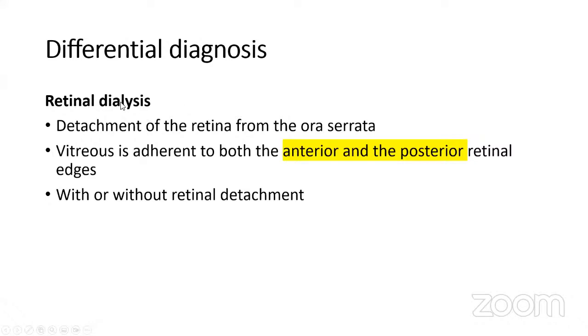So what is retinal dialysis? By the name itself, dialysis means separation. It is a detachment of the retina from its insertion at the ora serrata. So it happens at the ora serrata, as compared to your giant retinal tear, which happens at the posterior border of the vitreous base. In this case, there is usually no PVD. The vitreous is still adherent to both the anterior and posterior retinal edges.